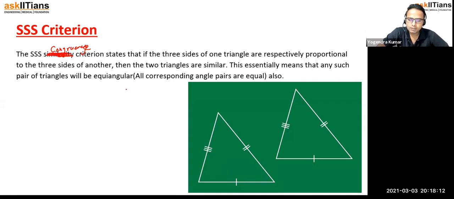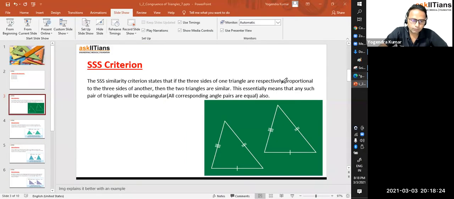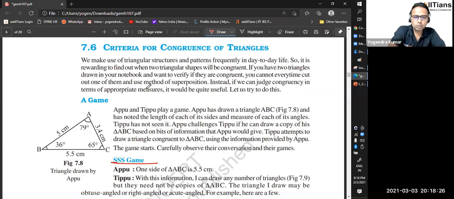It is written for similar triangles here, but what we are discussing here is congruency. So let me show you from your textbook only. This is your textbook. Criteria for congruency of triangles, let me write down here.